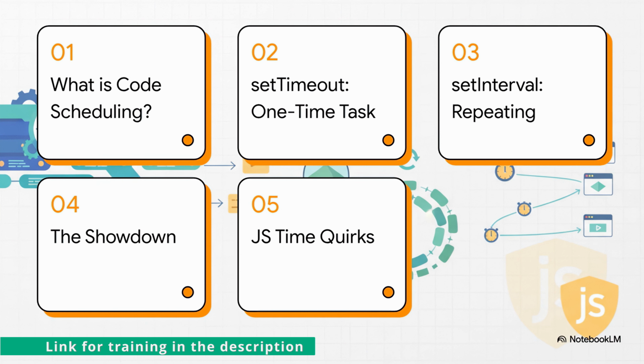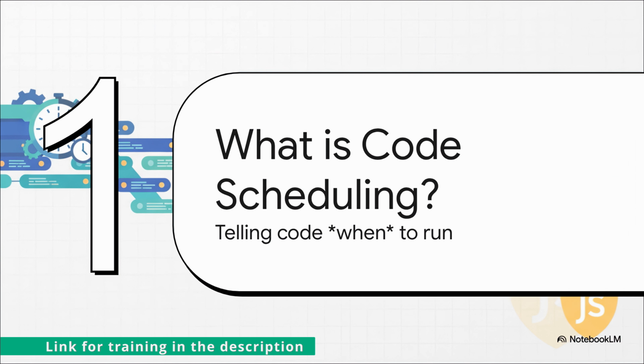So here's our game plan for this explainer. First, we'll cover what code scheduling even means. Then we'll get into the two main players, setTimeout for one-off tasks and setInterval for repeating ones. Then the fun part, we'll pit them against each other for precision, and we'll wrap up by exploring some of the really weird but important quirks of how JavaScript handles time. Okay, so let's get right into it.